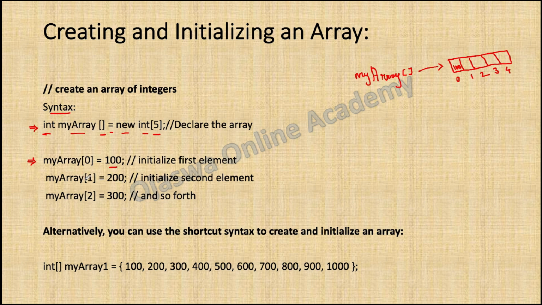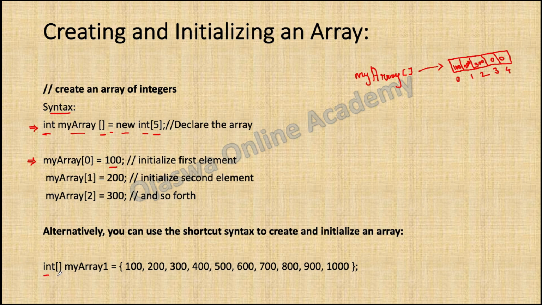My array of 1 equal to 200. That means index number 1 of my array is assigned value 200. So index number 1 will have value 200. My array of 2, that means index number 2 of my array is equal to 300. So index number 2 will have value 300. And the rest of the values will be 0 because we are not assigning any value to those indexes.